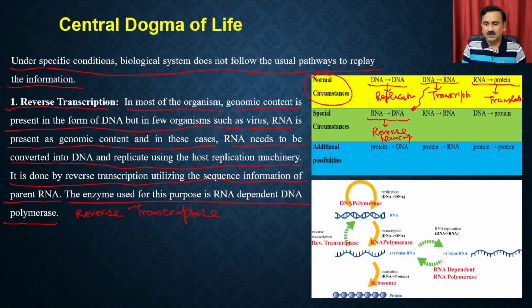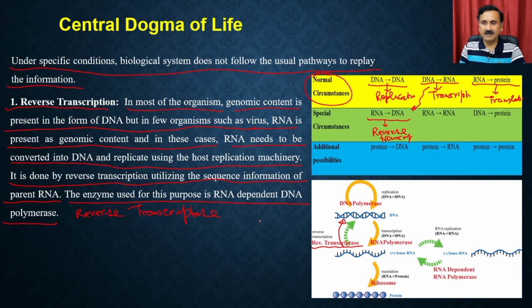So this is what is shown here, right? You can have the normal circumstances where the DNA is going to be synthesized from the DNA, and it is going to give you that by replication. Then the DNA is going to give you the RNA by the process of transcription, and then the RNA is going to give you the protein, which is called translation. But you can have special circumstances where the RNA is going to give you the DNA, and that process is called reverse transcription, or the enzyme is called reverse transcriptase.